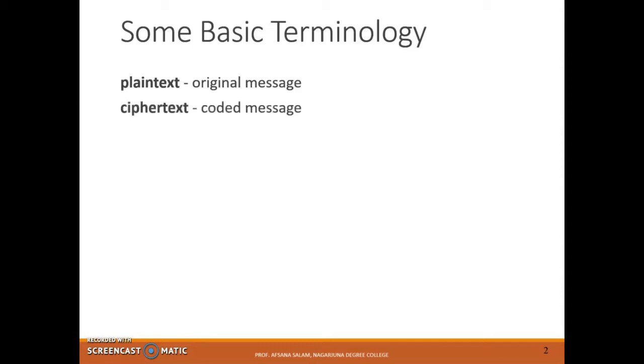Then ciphertext. Ciphertext is a coded message. We saw how we go from the original plain text to the ciphertext in the last session, right? So ciphertext is a coded message, and cipher is an algorithm for transforming plain text to ciphertext. When you are transforming the plain text to the ciphertext, the process of applying the algorithm is nothing but cipher.